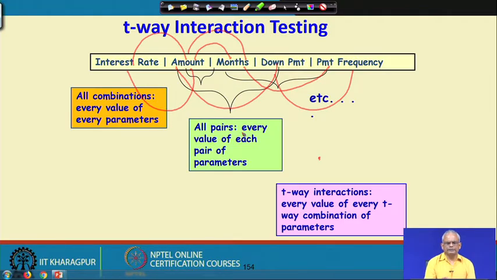We similarly can have three-way testing. If we have all possible combinations of any three, let us say this, and this, and this, and so on, all possible combinations among the different parameters, then we have three-way testing. Similarly, we can have t-way testing.